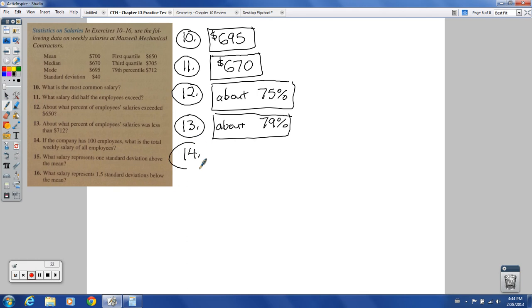Number 14. The company has 100 employees. What is the total weekly salary of all the employees? And so the mean, remember, is the sum of the data values.